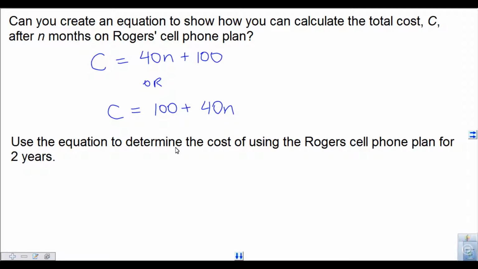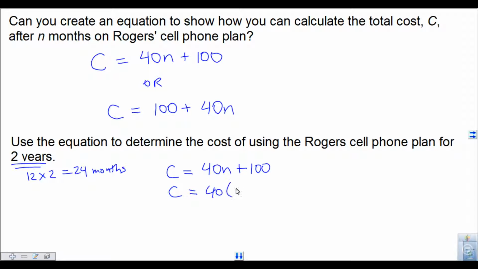Now let's use this equation to determine the total cost of using the Rogers cell phone plan for 2 years. Now remember, n is the number of months, so we need to know how many months 2 years is. Well, 12 months a year times 2, so that's really 24 months. So let's use our equation here. C is equal to 40 times n plus 100. Now remember, n stands for the number of months, so I can replace n with 24 plus 100.